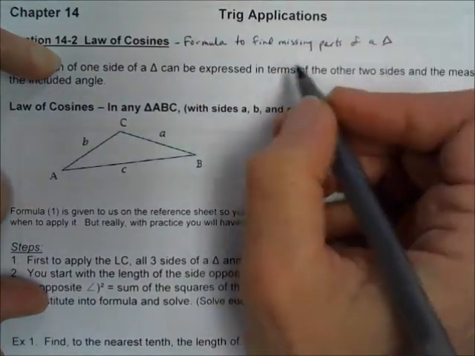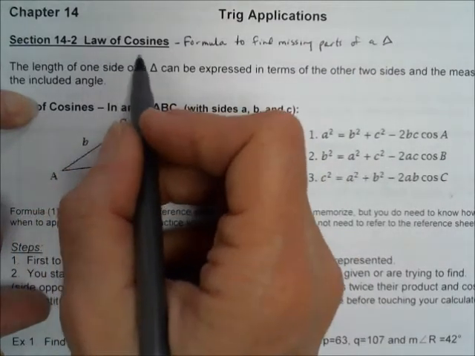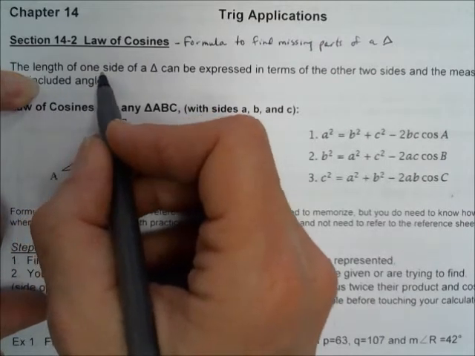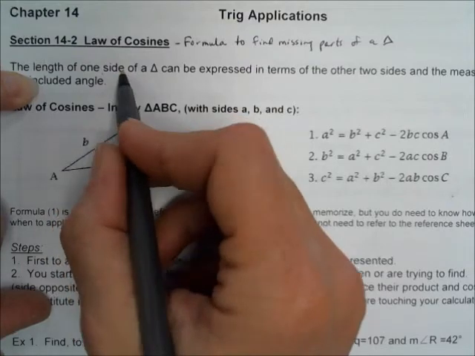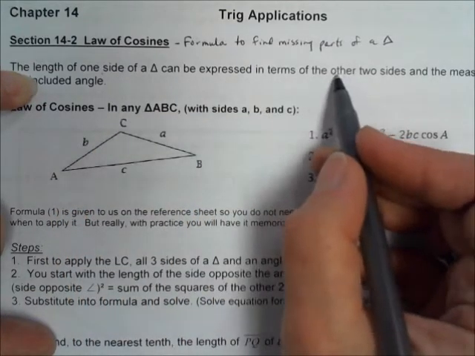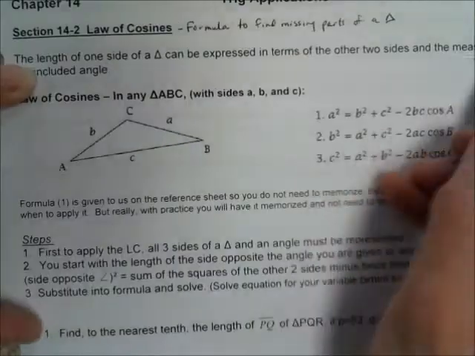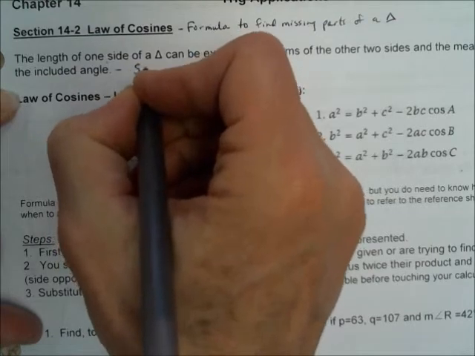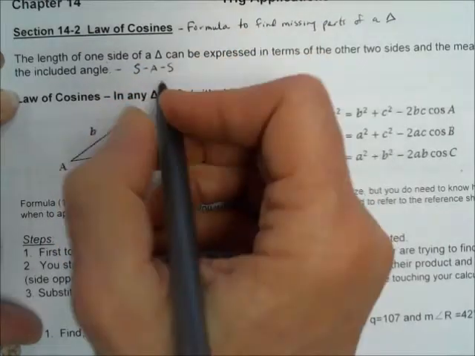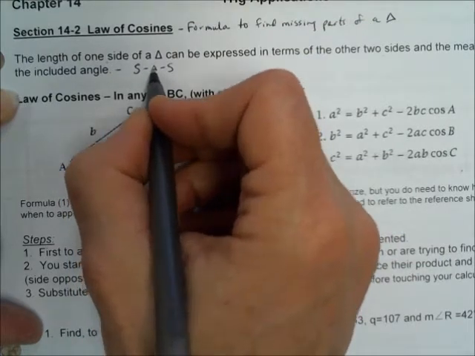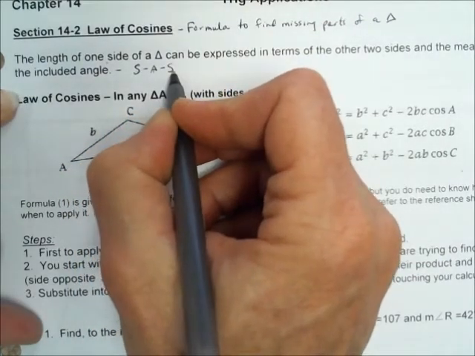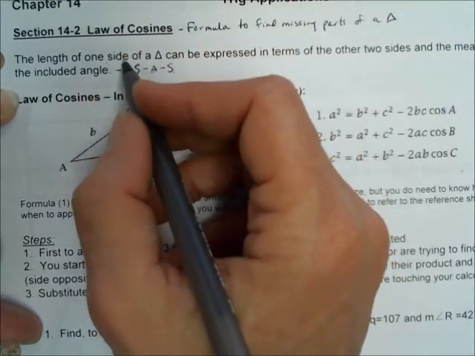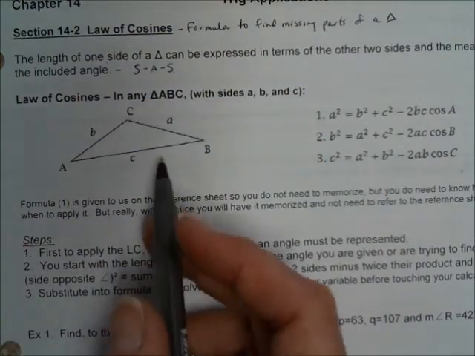of a triangle. So with the law of cosines, we have a formula to find the length of one side of a triangle, and that length will be expressed in terms of the other two sides and the measure of the included angle. In other words, if you remember from geometry class, side, angle, side: if we know one side, the included angle, and another side of a triangle, then we can find the third side using this formula that they call the law of cosines.